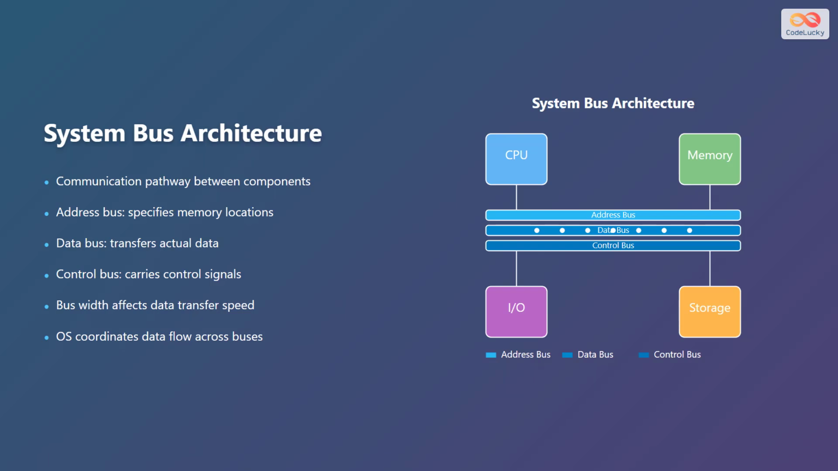The control bus carries control signals that coordinate the activities of the different components. The width of the bus affects the data transfer speed. A wider bus can transfer more data at a time, resulting in faster performance. The operating system coordinates data flow across the buses, ensuring that data is transferred efficiently and reliably.